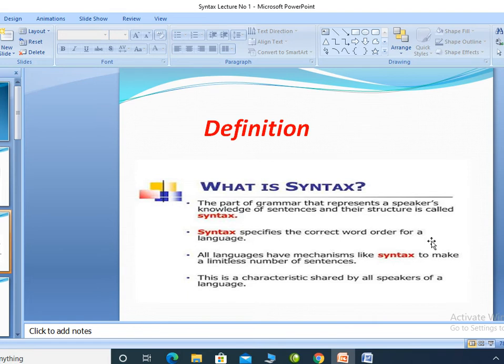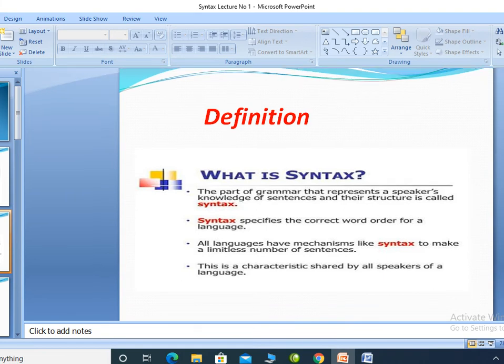As far as native language speakers are concerned, they have the grammatical competence, the linguistic competence, and they can produce grammatically correct sentences unconsciously, effortlessly, without any effort, right? All languages have mechanisms like syntax to make a limitless number of sentences. This is the beauty of language, that we have syntactic knowledge, the syntactic rules. With the help of syntax, we can produce a limitless number of sentences from a limited number of words. This is a characteristic shared by all speakers of a language.